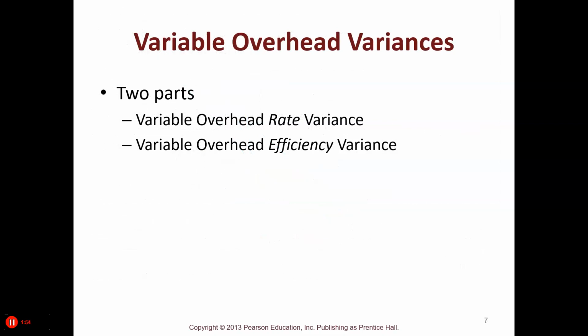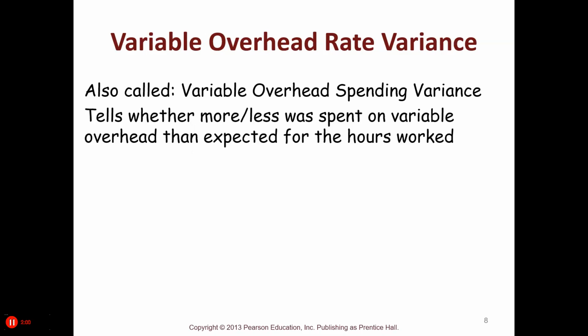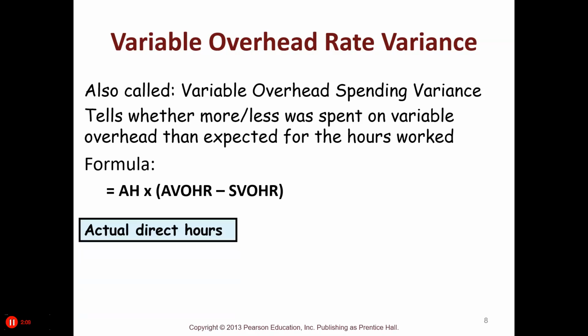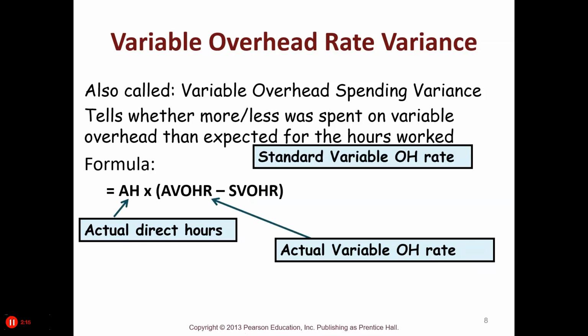So we'll start with our variable overhead variances. The variable overhead spending variance tells whether more or less was spent on variable overhead than expected for the hours worked. The formula is going to be the actual direct hours times the actual variable overhead rate minus the standard variable overhead rate.